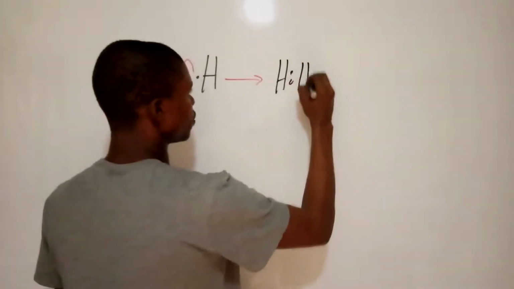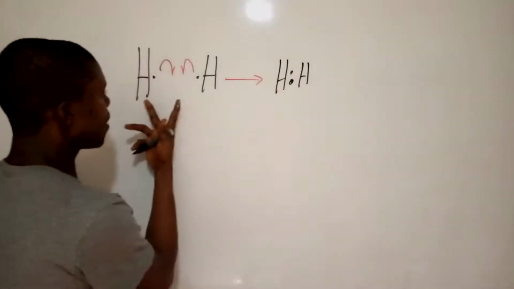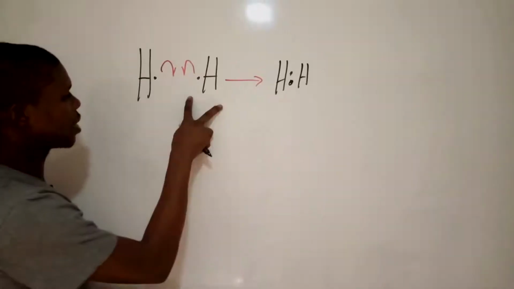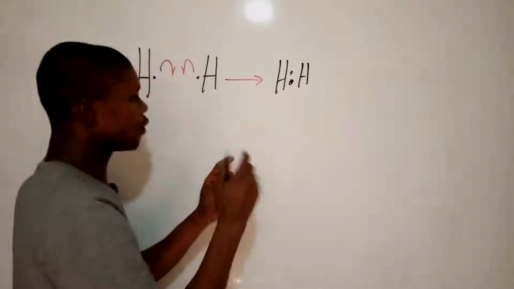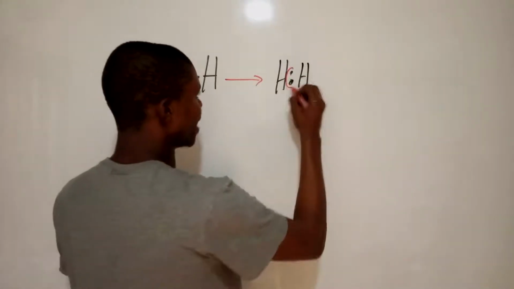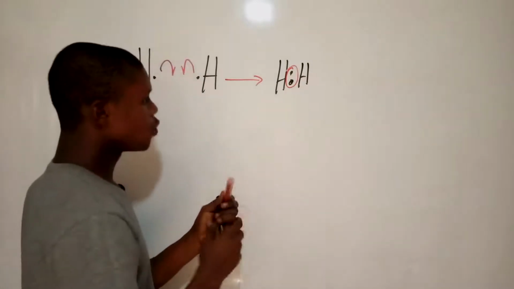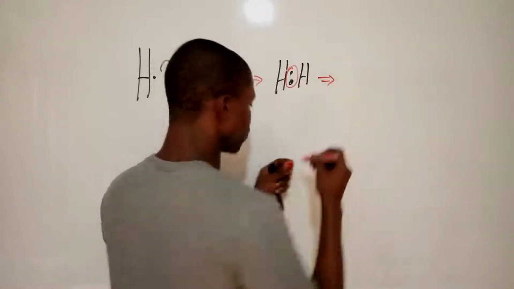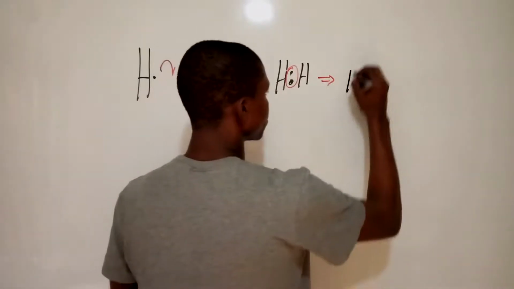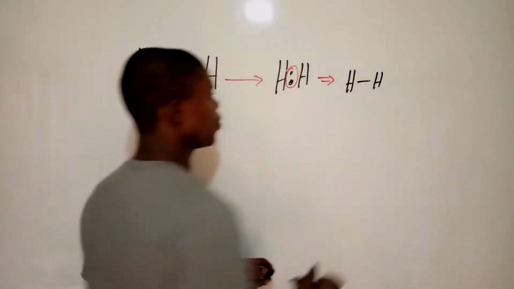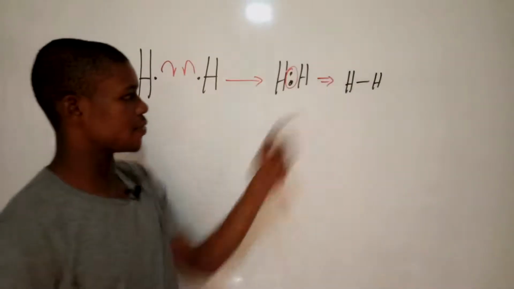Remember, here we have atomic orbitals. When they come together, they form a molecular orbital. This is the sharing of the electrons between the two of them, right? So now whenever this happens, what are you going to get? You are going to form a bond between the two atoms, which we have already looked at before, right?